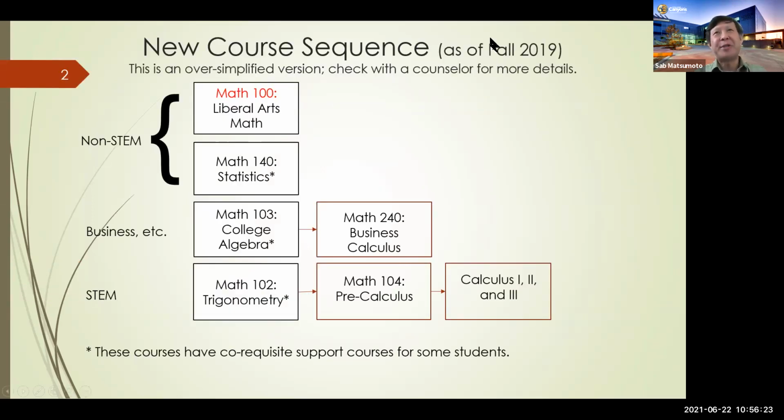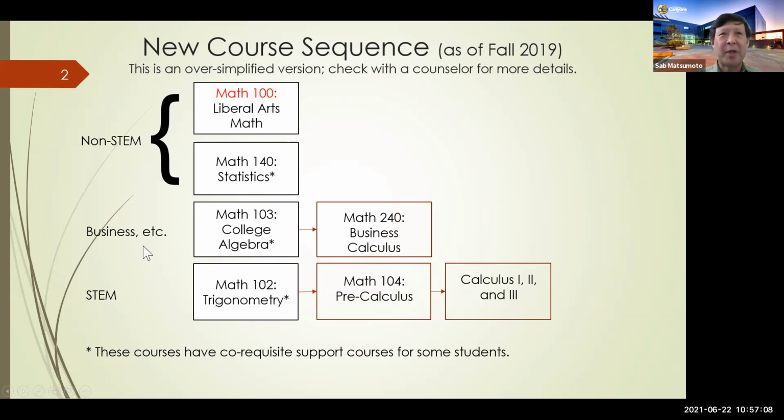Here is the new course sequence in the math department as of fall of 2019, when we implemented this new bill called AB 705, which has to do with the statewide placement of students. All right, so you can see that we have, let me go from the bottom here, the STEM. STEM stands for science, technology, engineering, and mathematics. If you are a major in one of the STEM fields, such as science or computer science or math or engineering, then you would most likely start your sequence of math courses with Math 102, trigonometry, or 102X, which is trigonometry with support. And then you will go to pre-calculus and calculus 1, 2, and 3.